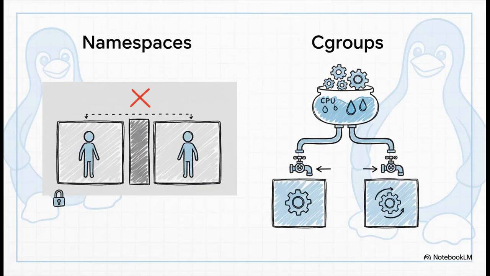Now, this isn't some kind of black magic, right? It's all built on these really clever features that have been part of the Linux operating system for years. The first one is called namespaces, and it basically puts up virtual walls around each container so they can't see or mess with each other. The second is cgroups, and it acts like a resource cop, making sure no single container can hog all the server's power. It gives you all the isolation with none of the overhead.